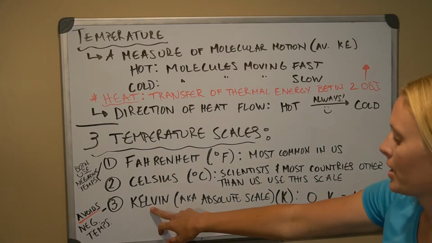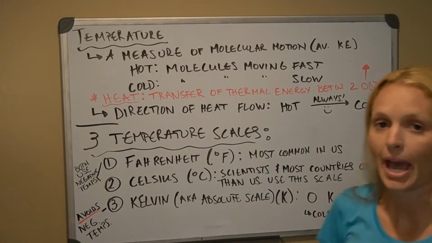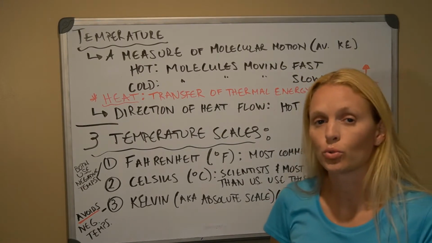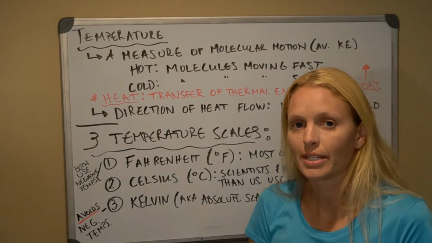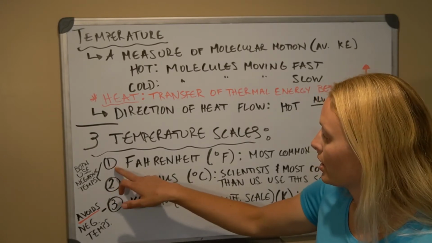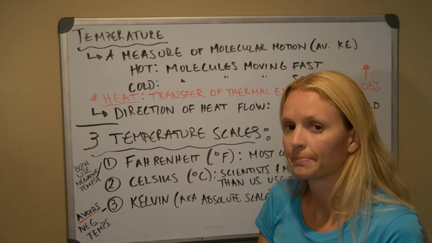The third is Kelvin. This is also known as the absolute scale, and it is denoted by a capital K. 0 K is called absolute zero, and that is the coldest possible temperature. The Kelvin scale avoids negative temperatures, whereas with Fahrenheit and Celsius we can have negative temperatures.